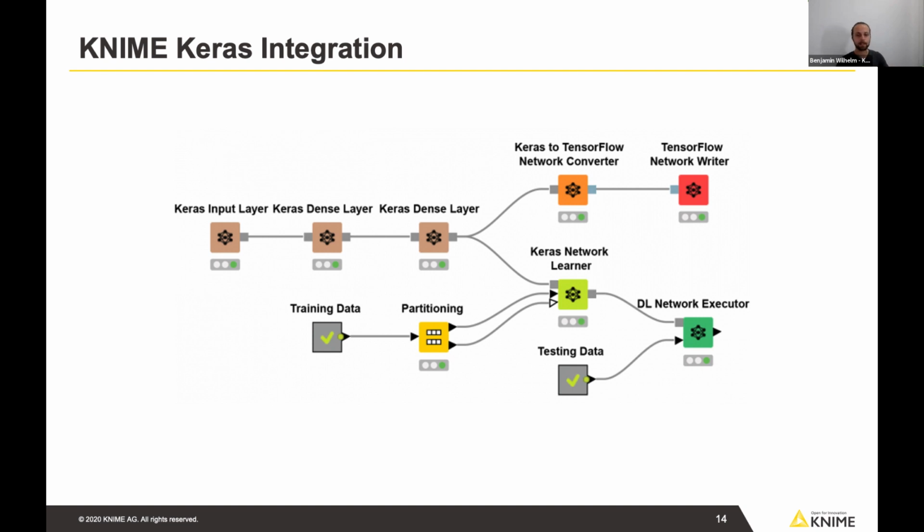This then looks like this. So you can easily use this Keras integration to create models. We will see later how you can design such models and how to design such models for certain tasks. Then you can learn the models and execute them as usually done with these learner and executor nodes in KNIME. So that's very easy to do deep learning.